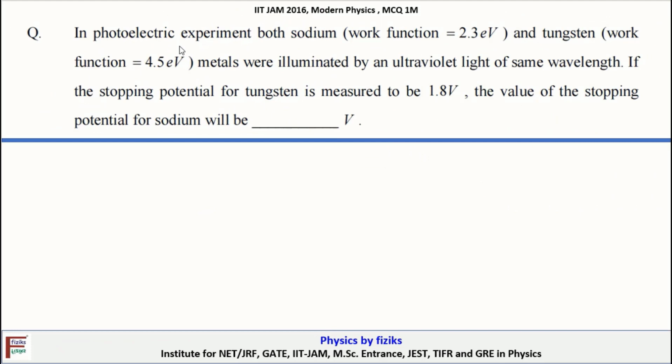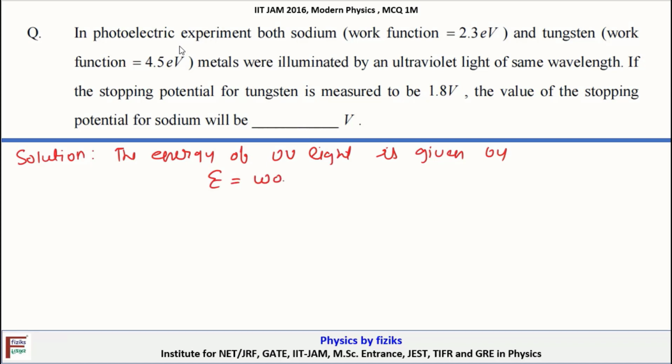In a photoelectric experiment, both sodium and tungsten metal were illuminated by UV light of the same wavelength. If the stopping potential for tungsten is measured to be 1.8 volt, the value of stopping potential for sodium will be. Solution. The energy of UV light is given by E equals work function plus stopping potential.